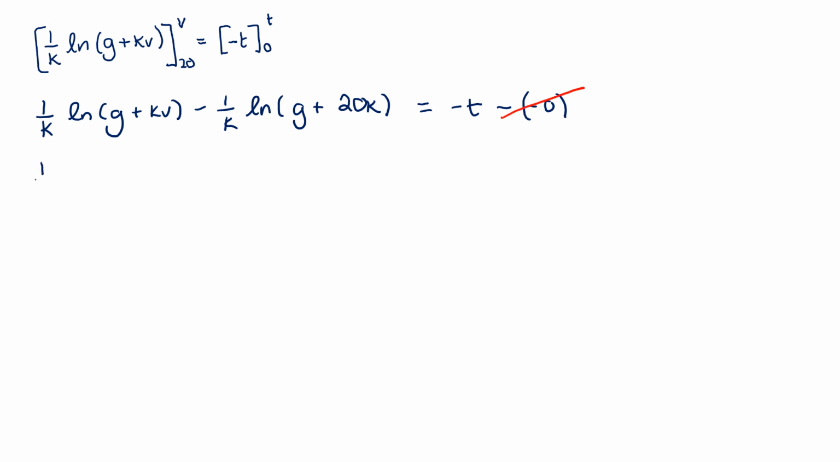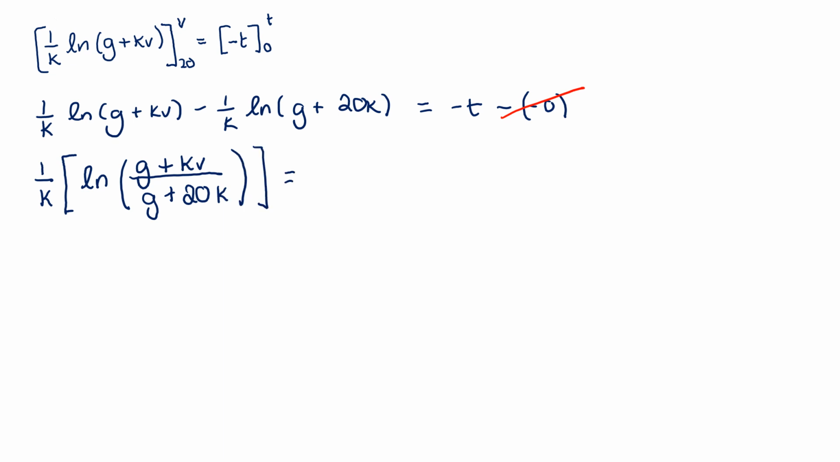So we can pull out the 1 over k in front, and then we're left with 2 natural logs subtracted. For the natural logs subtracting, we can use our laws of logs. Taking 2 logs away, we can instead write that as a fraction, g plus kv over g plus 20k. I like to write this as a single log because as soon as you have a log equation, you're trying to get one single log on its own, so you can then convert it. So that gives us minus t. Bring that k across, g plus kv all over g plus 20k, and that becomes minus kt.